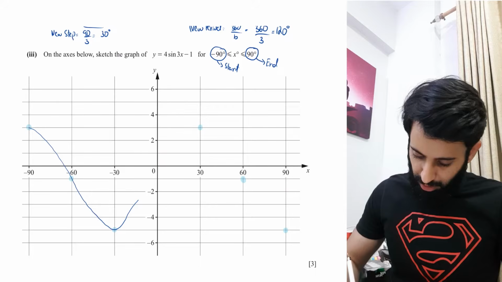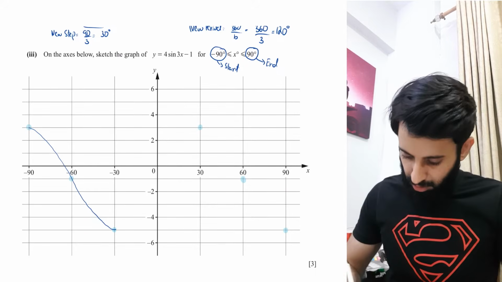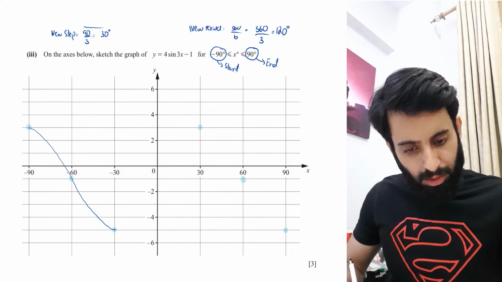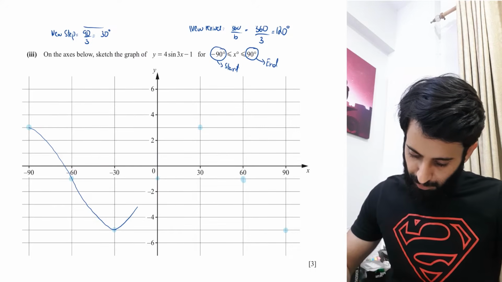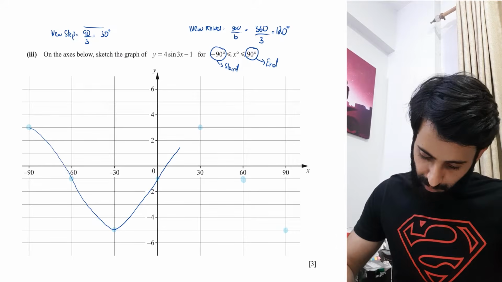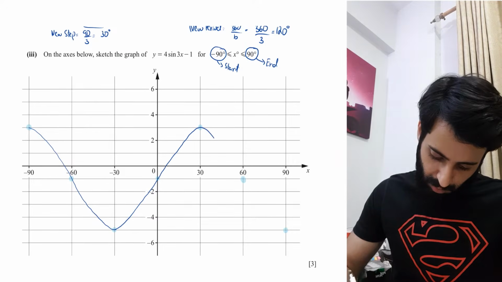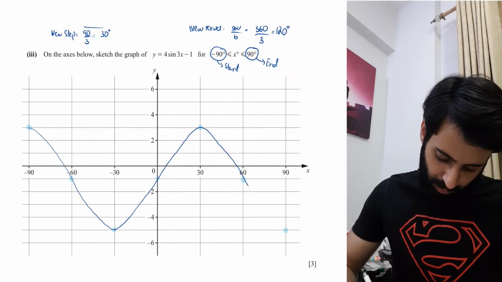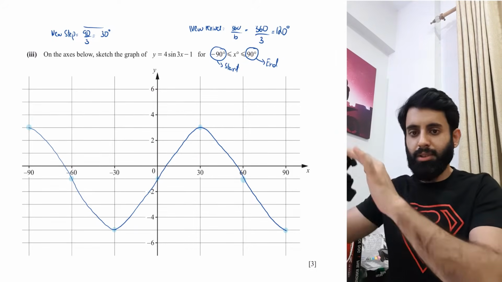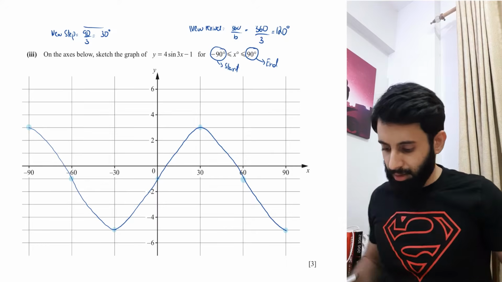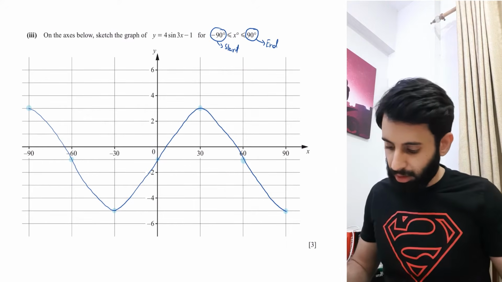Okay, I can do better than that. So at 0, this was equal to minus 1. So let me just mark that again. There you go. Whoopsie, sorry about that. That's that, and we get our 3 marks.